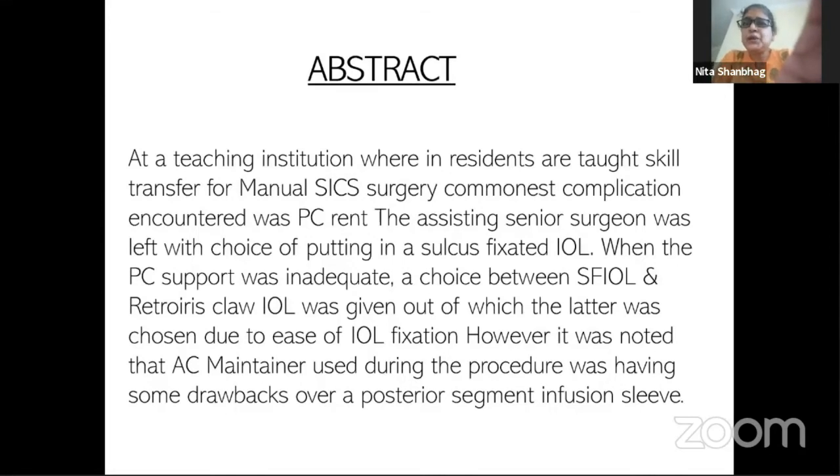At a teaching institute wherein residents are taught skill transfer for manual small incision cataract surgery, the commonest complication encountered was PC rent. The assisting senior surgeon was left with the choice of putting in a sulcus fixated IOL. When the PC support was inadequate, a choice between SF IOL and retroiris claw IOL was given, out of which the latter was chosen due to ease of IOL fixation. However, it was noted that the AC maintainer used during the procedure had some drawbacks over a posterior segment infusion sleeve.